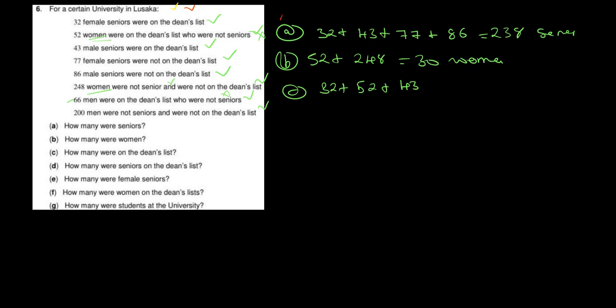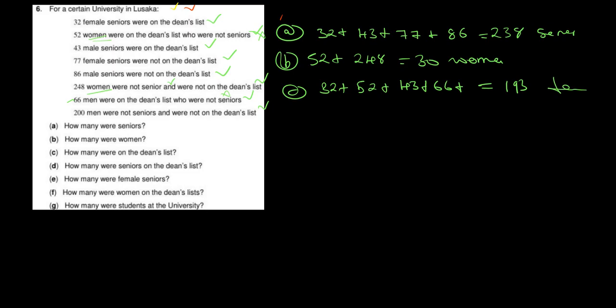Then 77 female seniors were not on the dean's list. Then 86 male seniors were not, and 248 women were not. Again, 66 men were on the dean's list, so we are putting plus 66 plus. Then 200 men were not seniors and were not on the dean's list. You add this, you get 193. You can even write the words dean's list there.